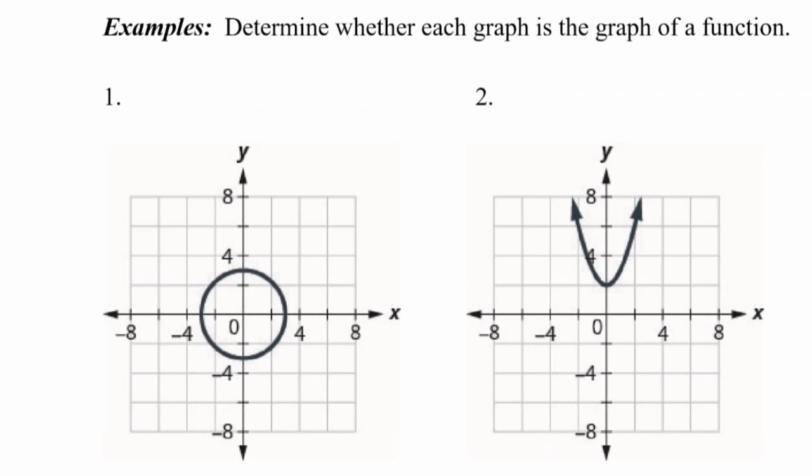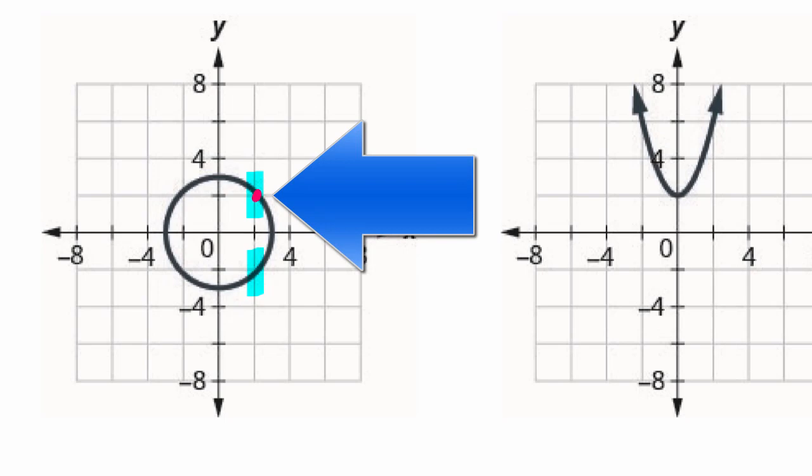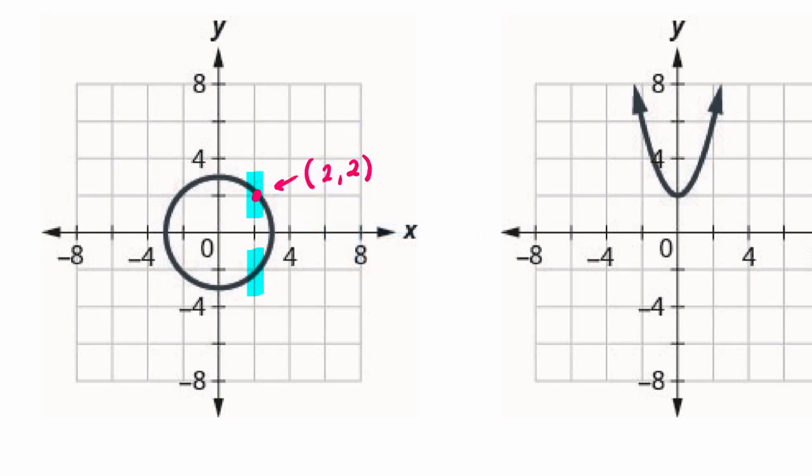Okay, so the first example here you can see is a circle. And with our circle, can we pick out 2 points that have the same coordinate x but different y values? And yes, here's one, and here's another one, for example. This point right here on the circle has coordinates 2, 2. And then this point down here has coordinates 2, -2. So there are 2 points that have repeated x values with different y values.